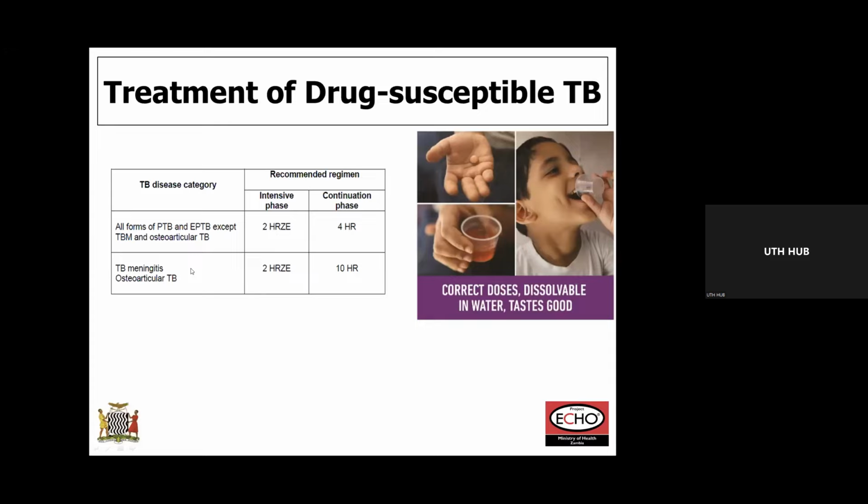If this child has extrapulmonary or severe forms of TB, such as TB meningitis, TB of the bone, TB spine, miliary TB, this child should receive treatment for 1 year, which is 10 months of continuation phase.